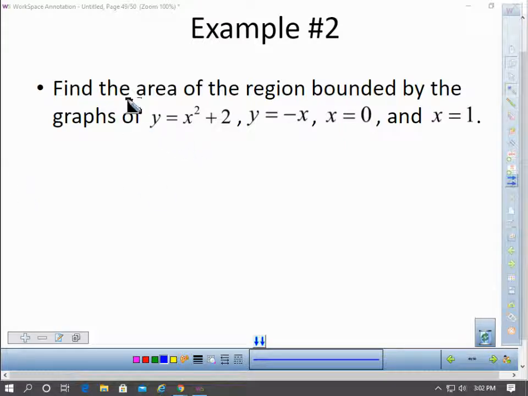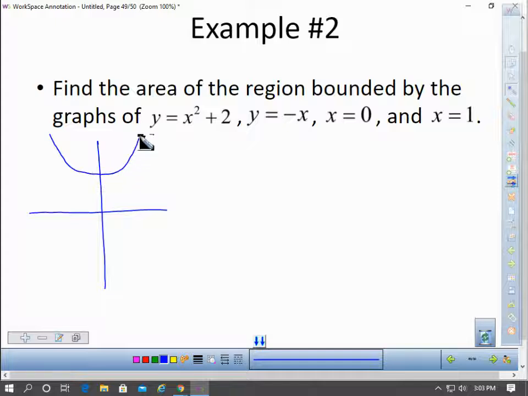All right, so this next one says, find the area of the region bounded by the graphs of this function, that function, 0 and 1. So let's sketch a picture of what this looks like. So I've got x squared plus 2. Well, that's just x squared, which is a smile. And I'm adding 2 to it, so I'm going to look like this, where this has been shifted up 2. So that's x squared plus 2.